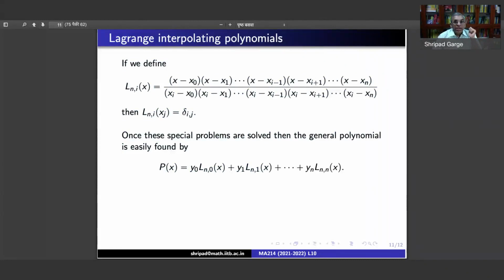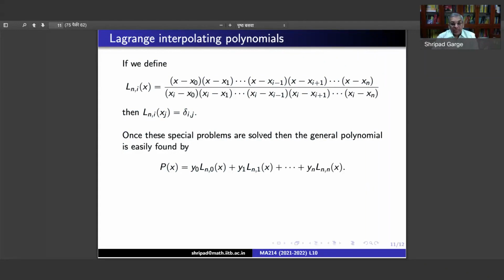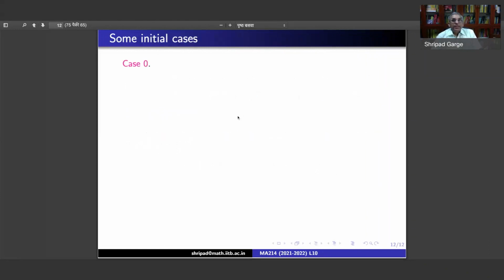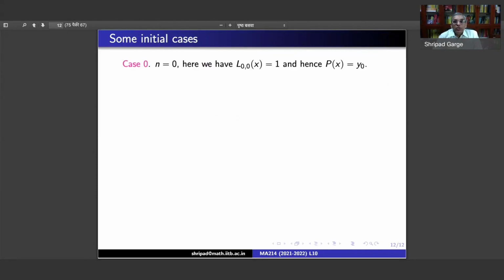And we should also do some of the initial cases to check whether these are the same polynomials that we had found. So those initial cases are case 0. You should always try case 0 before going to any higher case. N equal to 0, there is no 1, there is no 2 and nothing else. So you should only get a polynomial which takes value 1 on x0, and that's all. There is no other data given to us. So that's the polynomial which is just 1, and so Px is y0. This is the constant polynomial that we had started with initially.